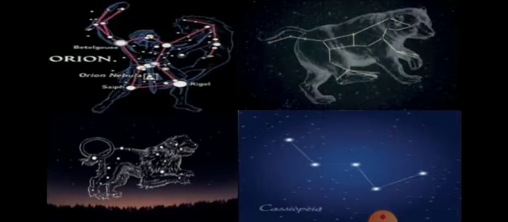Now here there is a diagram of some constellations like the Orion constellation, Ursa Major constellation, and Cassiopeia constellation. So these are the different constellations. About them I am going to tell you. First is about the Orion constellation. Now we are going to know about that.